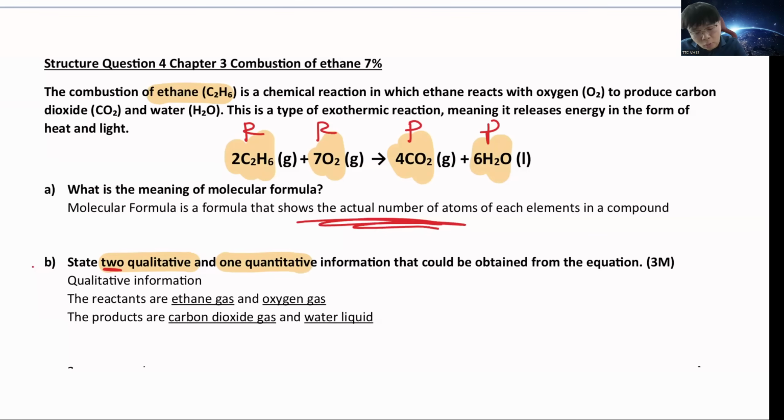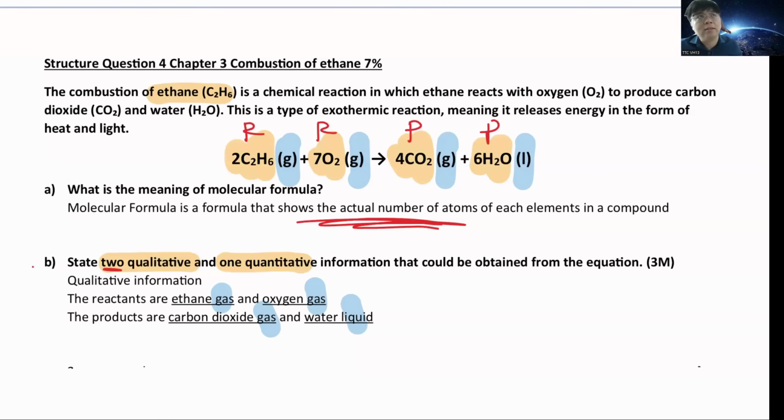But here got another qualitative information, which is the bracket G. Bracket G means gas, L is liquid, AQ is aqueous, S is solid. So if they give you bracket G, you have to write the gas out. But if the question changes and doesn't have the G beside, then you just mention the reactant is ethane and oxygen. No need to write the gas out, because it's the information you can get from the equation. If the equation does not have bracket G, no need to write gas. If bracket G, you write gas.